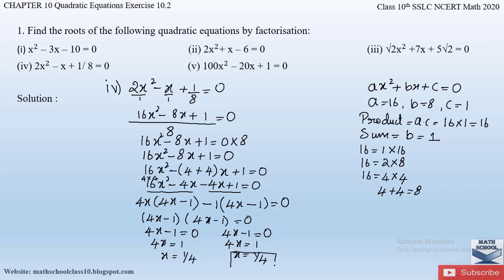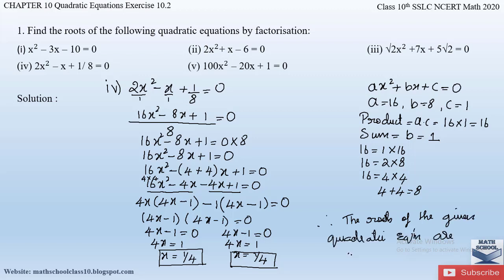So these are the two root values which we have got, that is x is equal to 1 by 4 and x is equal to 1 by 4. Therefore let us write down the roots of the given quadratic equation are x is equal to 1 by 4 and x is equal to 1 by 4.